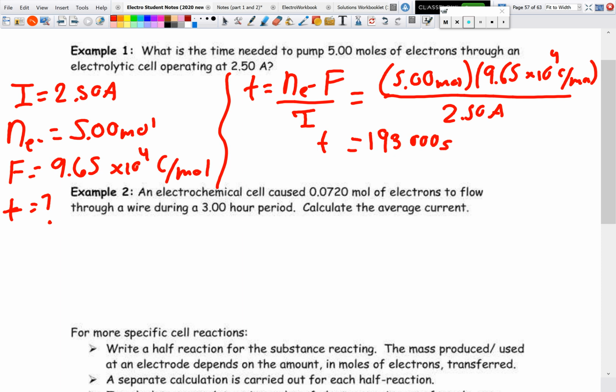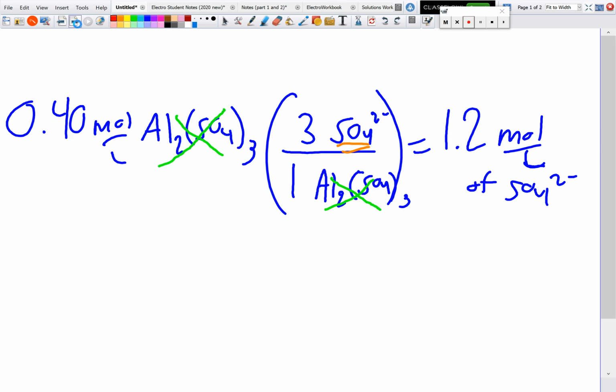seconds. Now normally this answer you could leave it at that, but it does help if you want to take that answer and bring it into a number that makes a little more sense. So that just means minutes, hours, or even days if need be. So how do we do that?